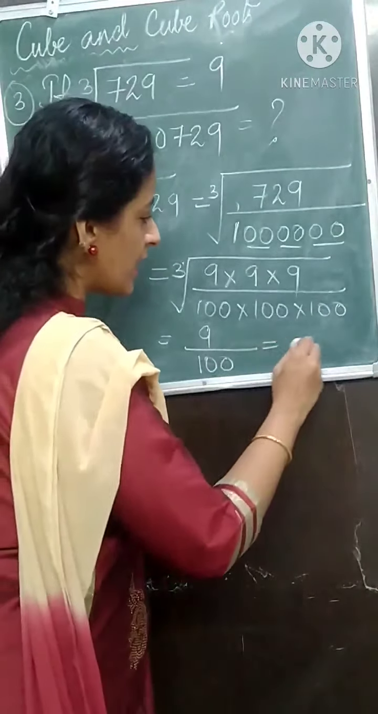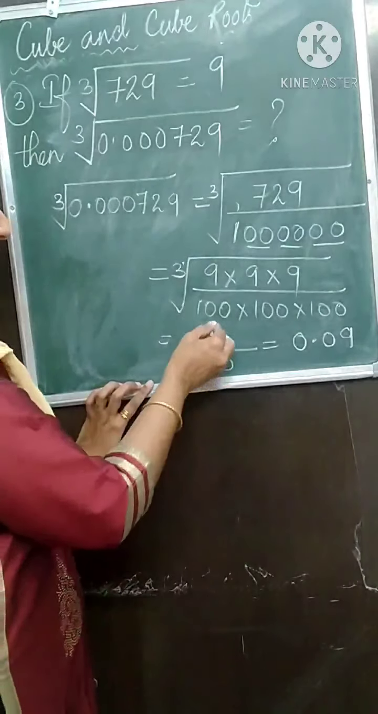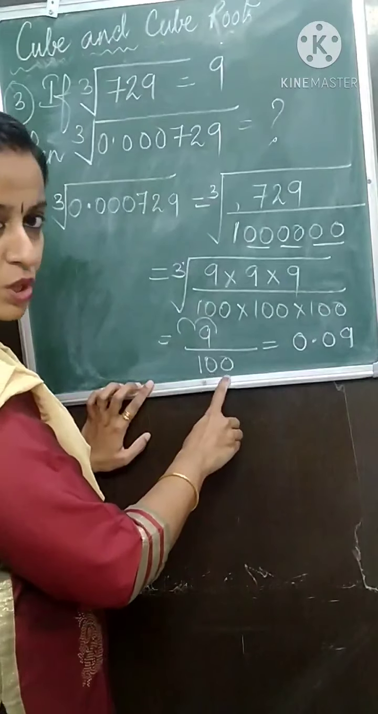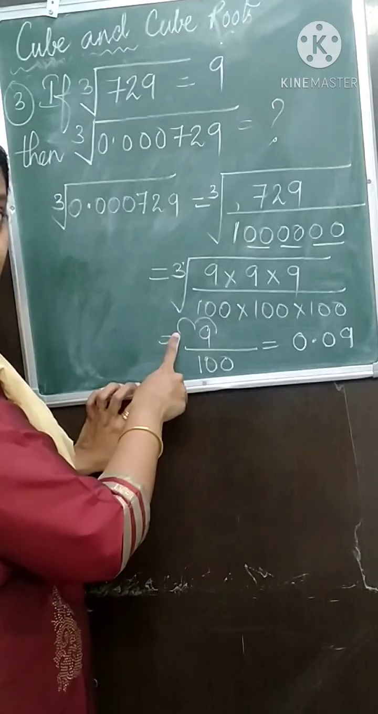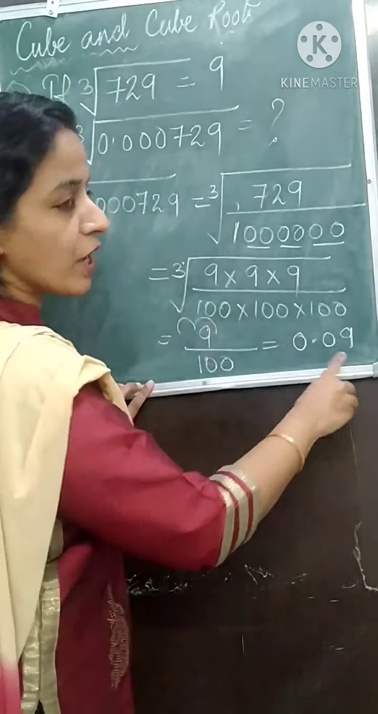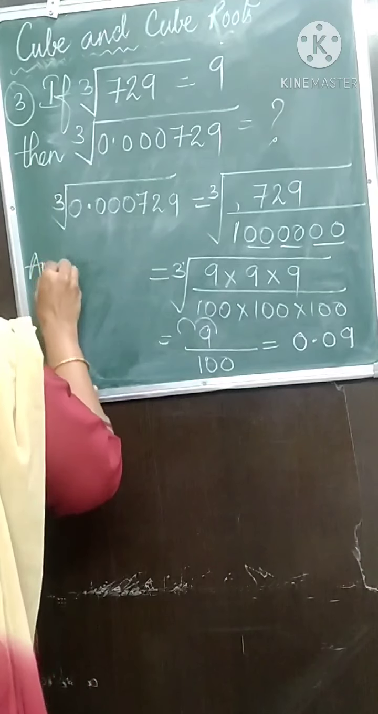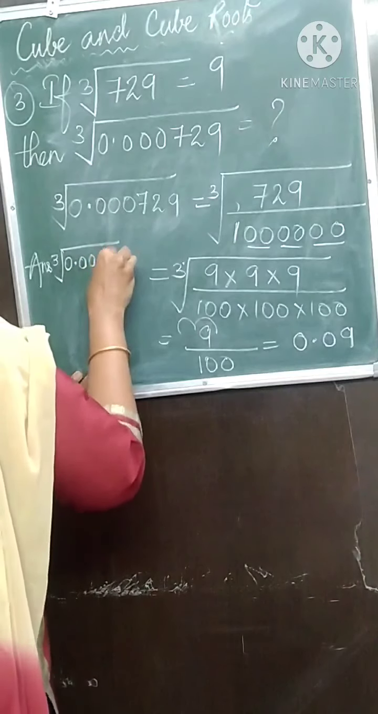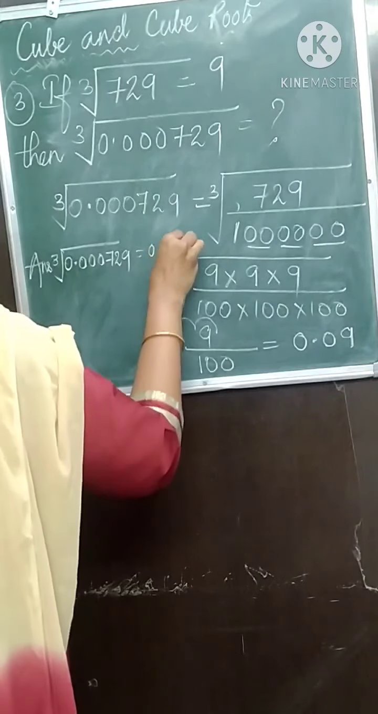What is 9 upon 100? 9 upon 100 is 0.09. Two zeros means from the right you will put the decimal point, so this will be 0.09. So what is the answer? Cube root of 0.000729 is equal to 0.09.